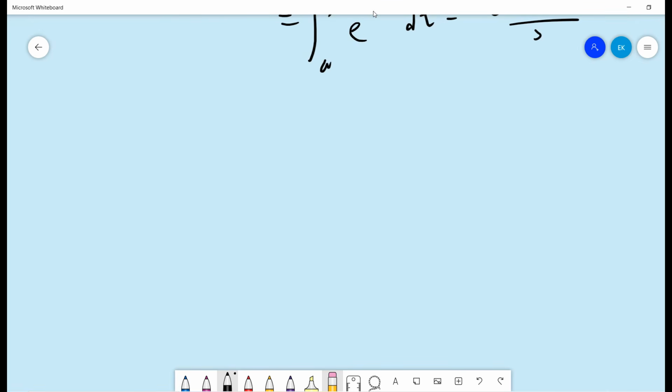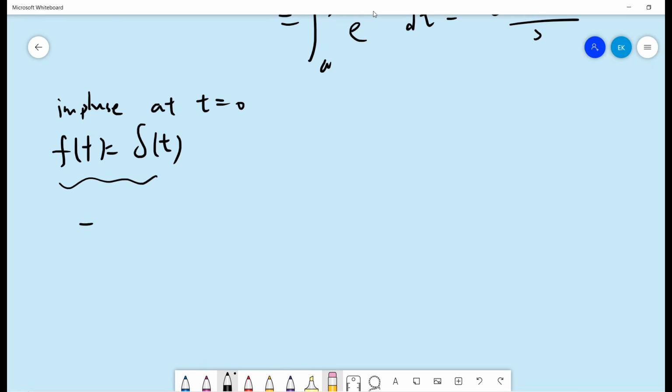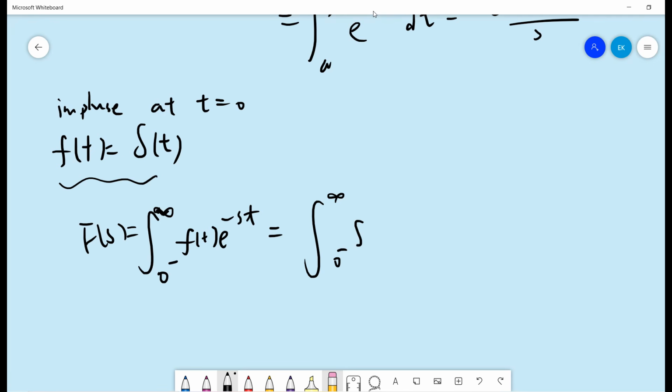Okay, and then now we discuss this delta function. Okay, when there's an impulse, so if the impulse is at t equals 0, then we need to consider this. There's a small 0 minus here. Okay, so this will give you delta t times exponential minus s t. So this gives you, you just put t equals 0, right? So this gives you 1.